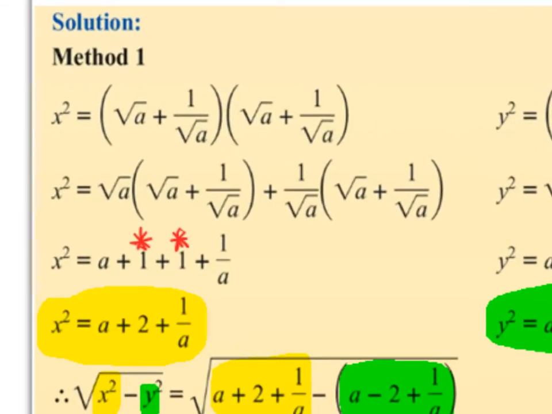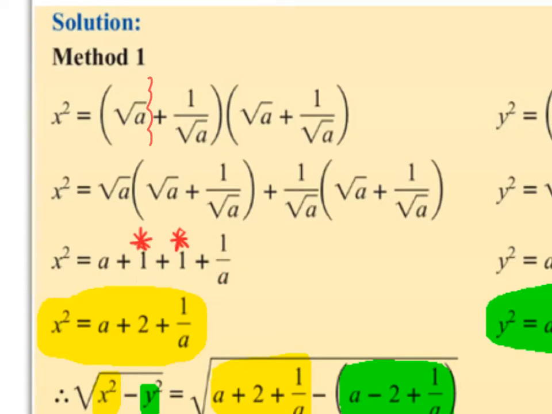So we're going to crack open the first egg. We bring down the root a. We stick on the root a plus 1 over root a. We bring down the 1 over root a, and again stick on the root a plus 1 over root a. Root a times root a is a. Root a times 1 over root a is 1. 1 over root a times root a is 1. And 1 over root a times 1 over root a is 1 over a.